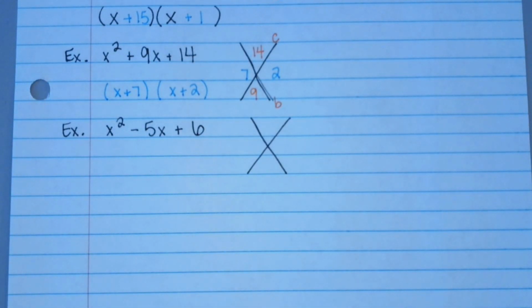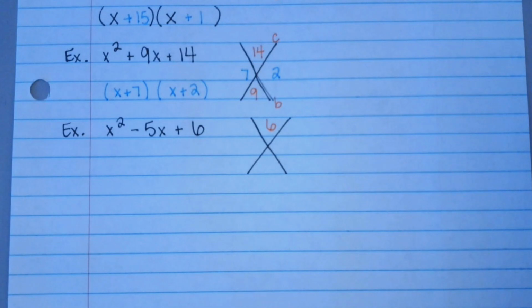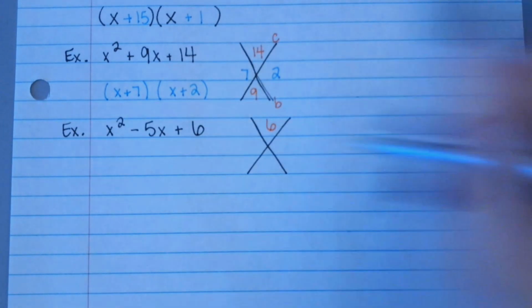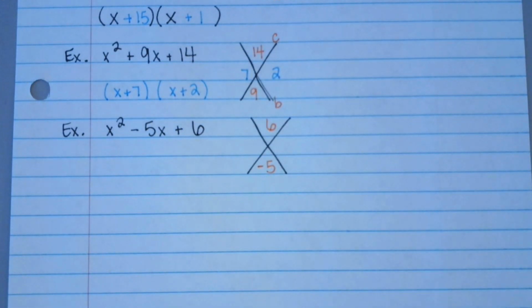All right, C goes on top. C is 6. B goes on bottom. What is my B value? -5. This means that my two numbers multiply to be positive 6, but add to be -5. It will have to be a negative times a negative.